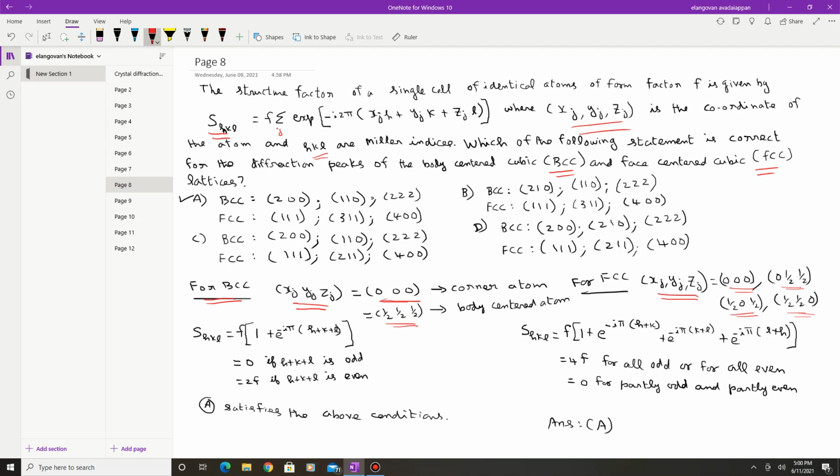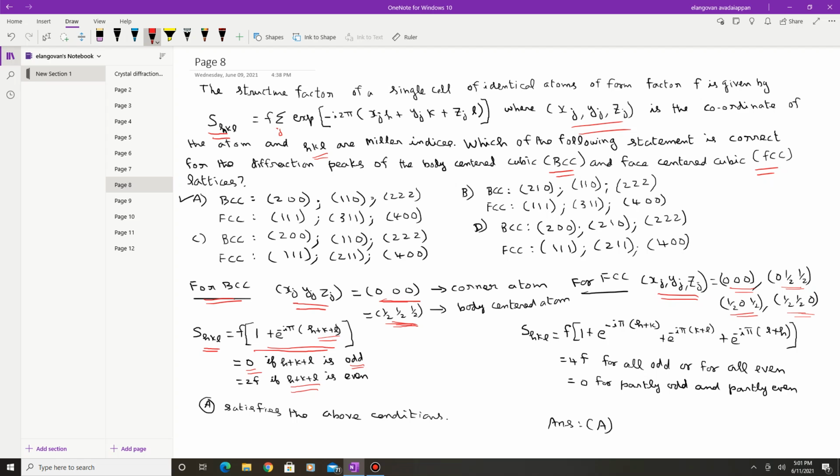Now for the BCC lattice, take the expression for the structure factor. If you put 0 0 0 in that expression, the first term will be f into 1, and for the half half half position, you substitute x_j equal to half, y_j equal to half, z_j equal to half, and this term reduces to this form. Now if h plus k plus l is an odd number, then e to the power minus i pi into an odd number is minus 1. Already there is a plus 1, and plus 1 minus 1 reduces to 0. So the structure factor is 0 for h plus k plus l odd, and if it is an even number, this exponential factor reduces to plus 1, so it is 1 plus 1, 2 times f. So when h plus k plus l is even, it is 2f; when odd, it is 0.